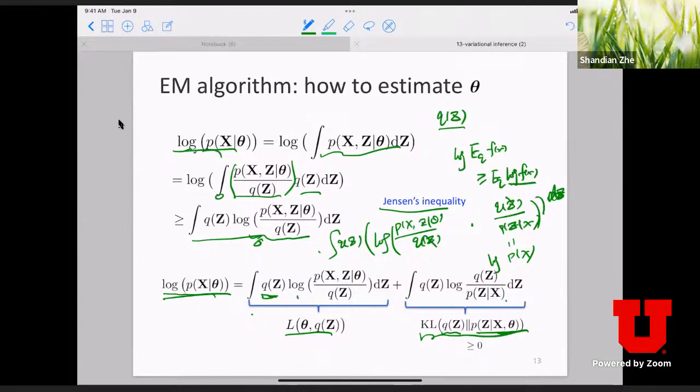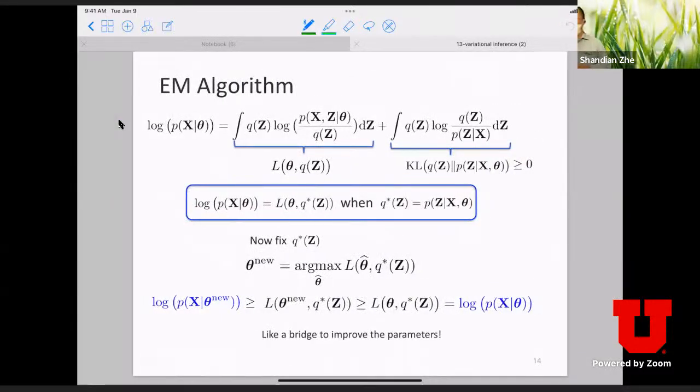Does it make sense? Okay. Although the derivation is structured, the log model evidence essentially is a summation of its lower bound plus the KL divergence. Really simple. It's just a one-step application of Jensen's inequality. But this structure is very, very useful. It's actually fundamental to most approximate inference algorithms. So now, let us leverage this structure to develop the EM algorithm first.